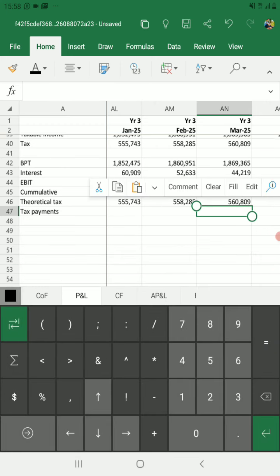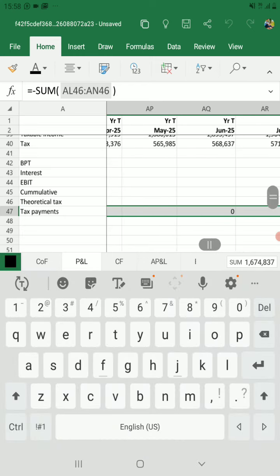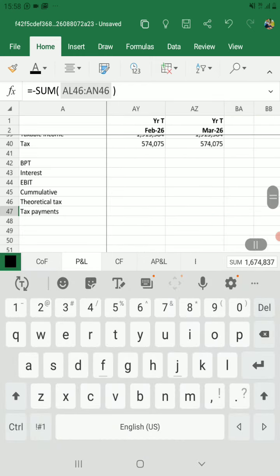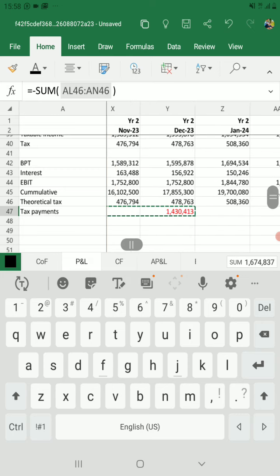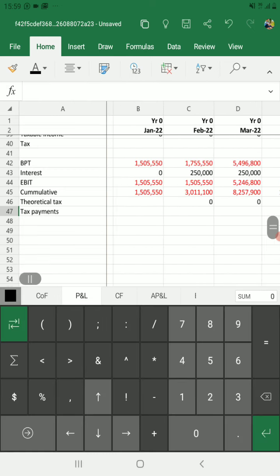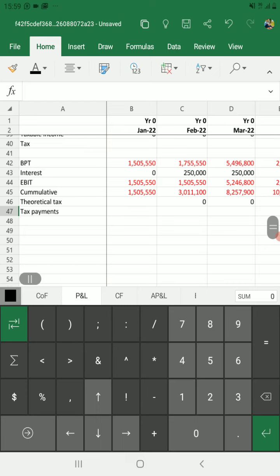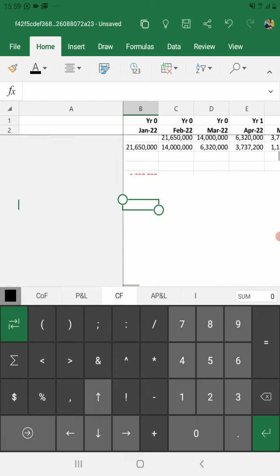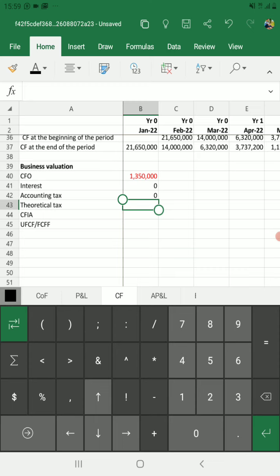I paste it here. Yeah, so I'm done. Okay, so the timing of the theoretical cash flow is there. This is the one now we are going to put in our monthly cash flow statement here, theoretical tax.